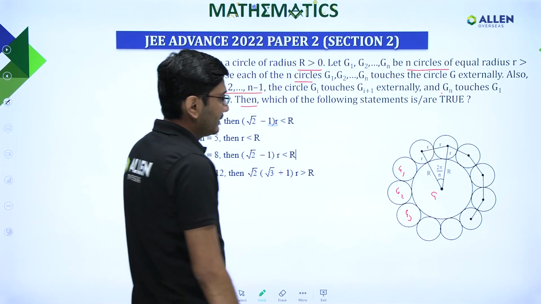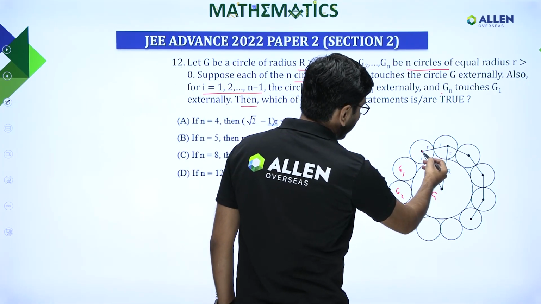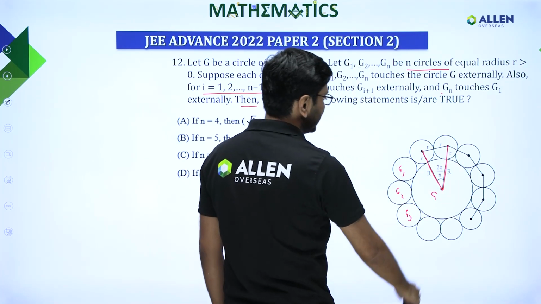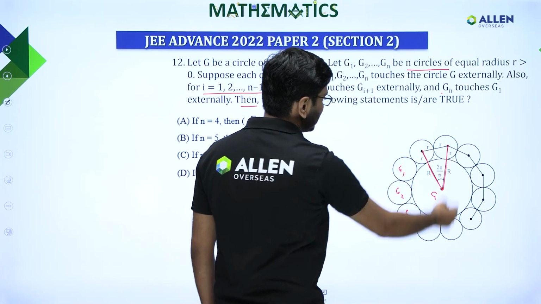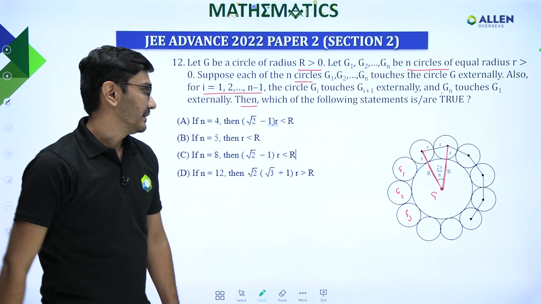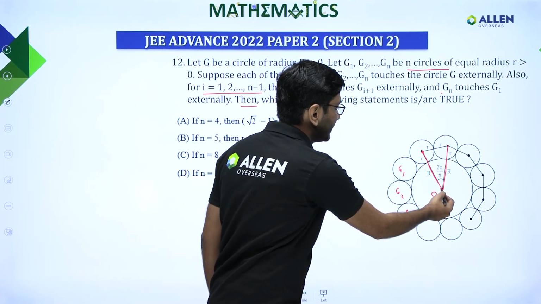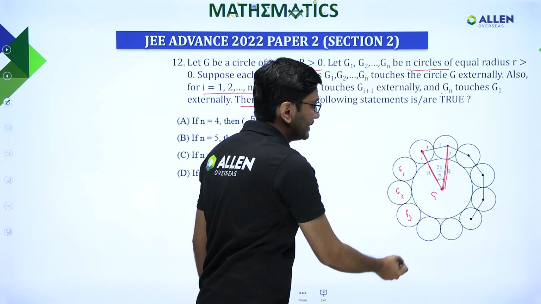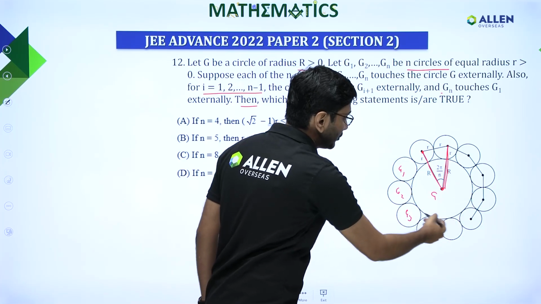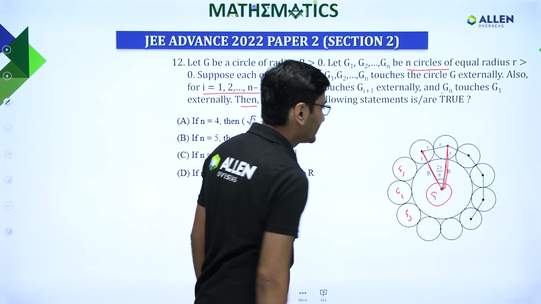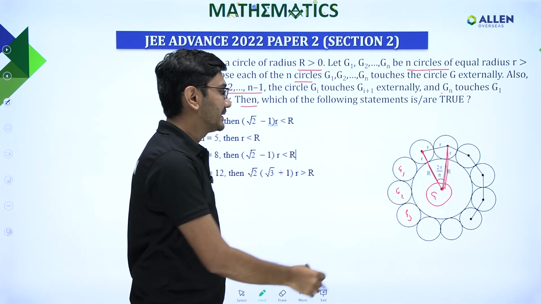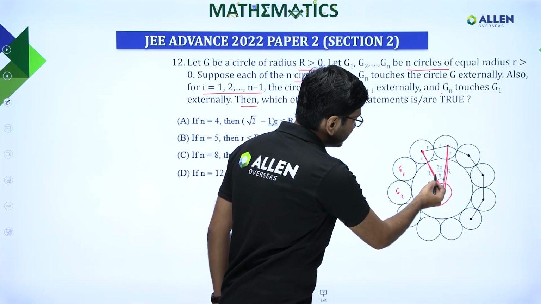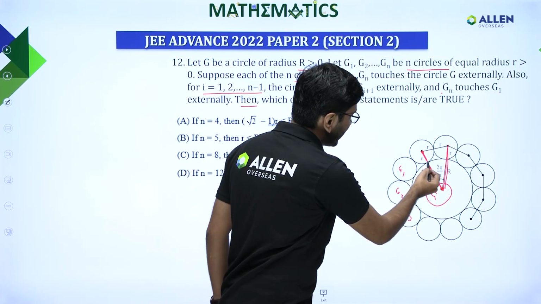So, definitely the angle made by any two circles' centers at the center of capital G: for these smaller outer circles, if I join their centers with the inner circle center, this angle will be, supposing there are n circles, the total angle 2 pi at the center of the bigger circle divided into n parts. So, this angle will be 2 pi by n, and definitely this distance is capital R, which is the radius of this inner circle, and this will be r.